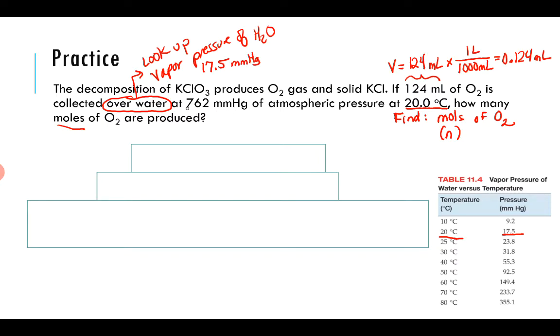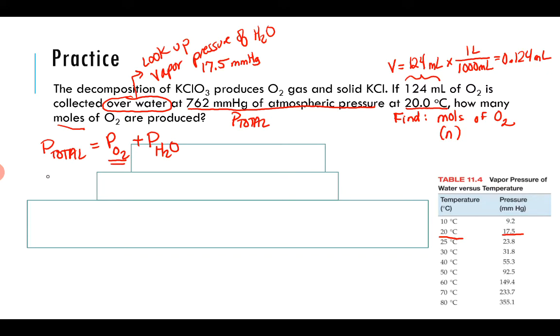Next, we are told that there is 762 millimeters of atmospheric pressure. So that's my P total. And so P total is equal to my pressure of O2 plus my vapor pressure of water, since this is collected over water. I'm interested in solving for my pressure of O2 because after I know my pressure of O2, I'll be able to plug into the ideal gas law and solve for the number of moles.